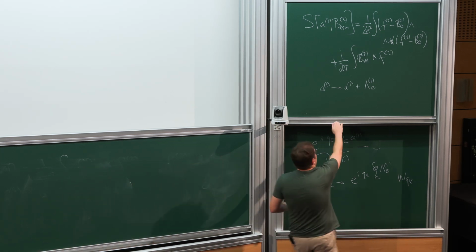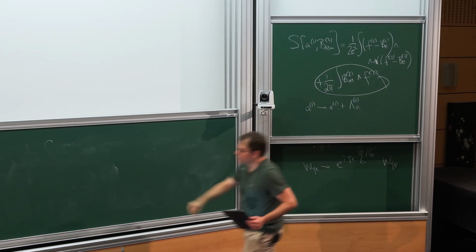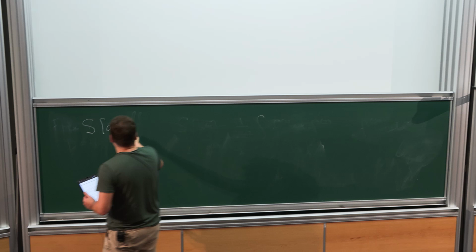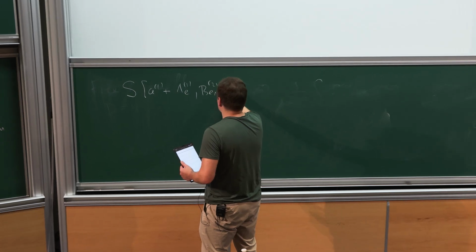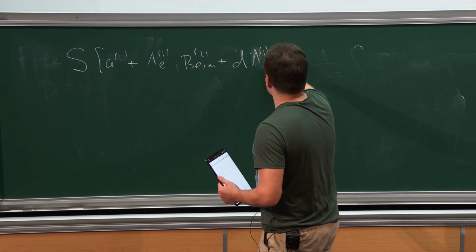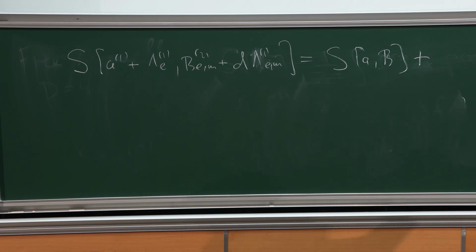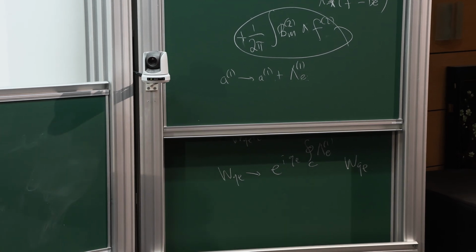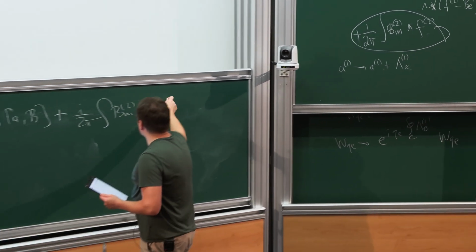And what we're left with is essentially the variation of this term under electric gauge transformations. So the variation of S, when we shift A goes to A plus lambda electric, and the B's transform in the way that I said, is that you get the original action plus the term that comes from doing the electric gauge transformation on F here. And that's i over 2 pi times B magnetic wedge d lambda electric.